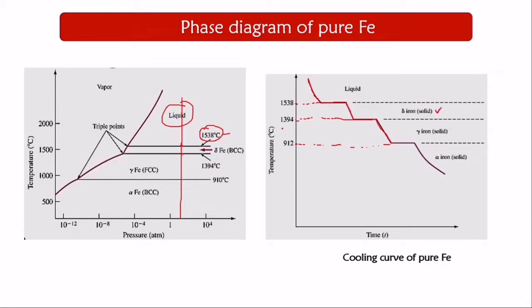Then between 1394 and 912, we have what? Austenite forming, because it is in that range. Then when it is quenched, you are cooling it, and it goes down to form the what? The ferrite, which is the alpha iron. So this is how to produce the cooling curve. First you need to indicate the temperatures that it hits, then you sustain it and then cool it.